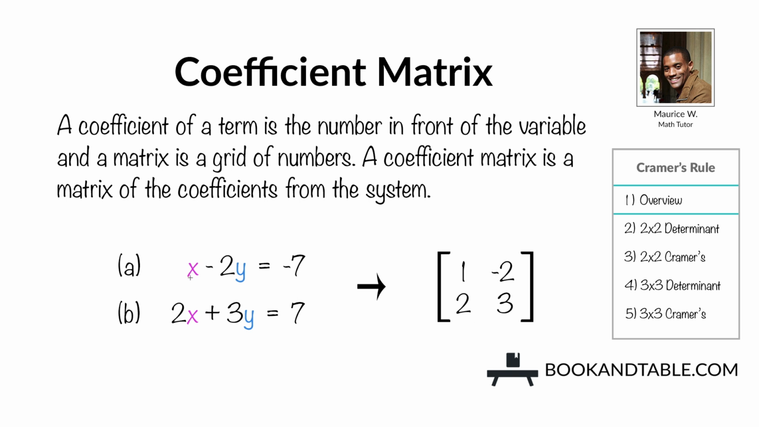So here, our coefficients in this row in this equation are 1 and -2. So in this matrix here, row 1, we have +1 and -2. The coefficients in our second equation are +2 in front of our x and +3 in front of our y. So those go in our coefficient matrix in the second row. And a matrix is denoted with brackets on both sides of the grid of numbers. So this would be an example of a coefficient matrix. We have a grid of numbers that represent the coefficients from the equations.